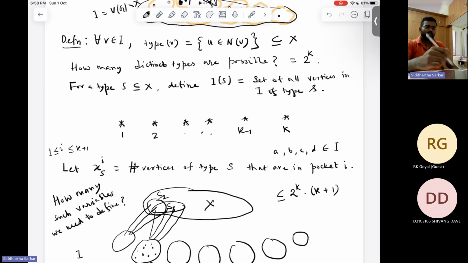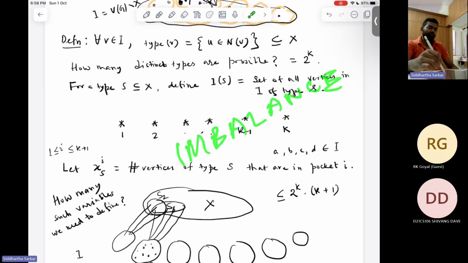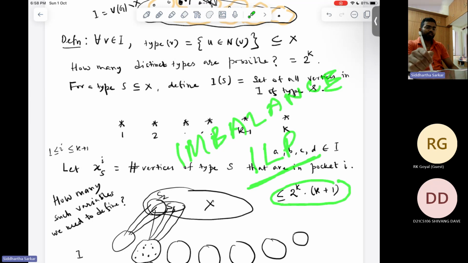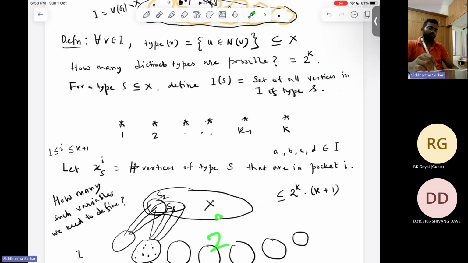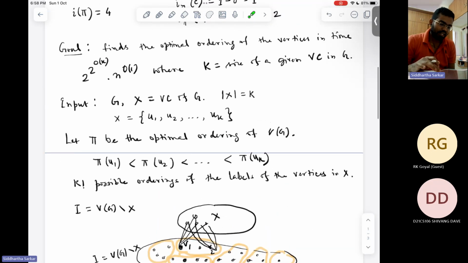So we said that if we formulate the imbalance ILP, integer linear program, and it has only this many variables, then the running time of solving the ILP is going to be 2 to the power 2 to the power k into k plus 1, which we want. 2 to the power 2 to the power k is going to be a constant because k is a constant. So that was our initial goal, and we are in the right direction.